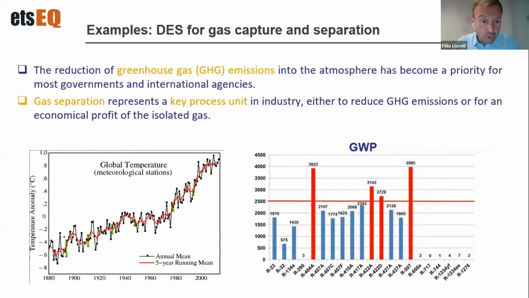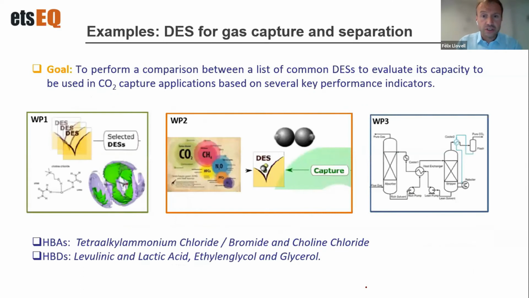Here, I'm just showing one of the typical images that you can see of the increase of the global temperature anomaly with the years. And here I'm just highlighting that there are many substances, such as refrigerants, that have a strong impact, and they also have to be reduced. Let's focus first on CO2.